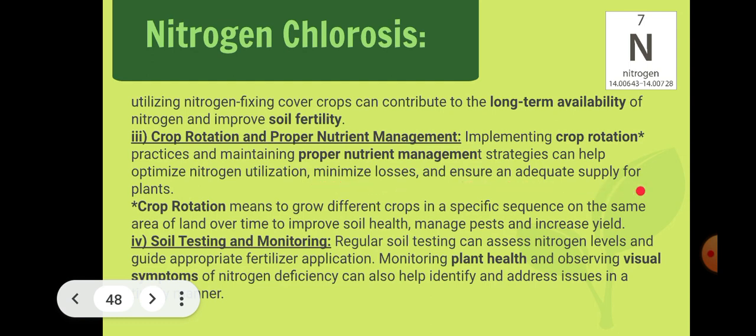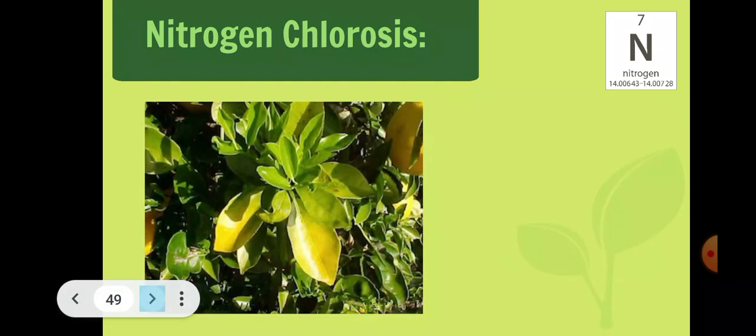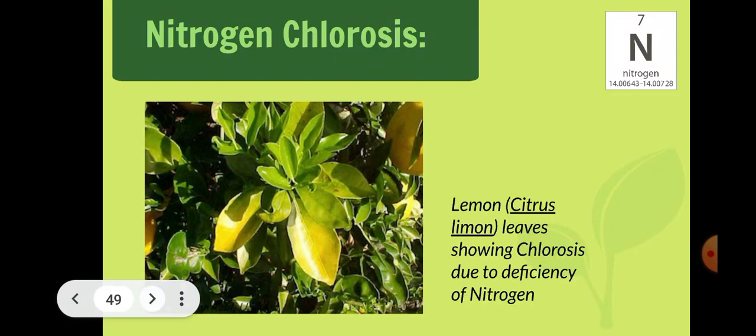The fourth one is soil testing and monitoring. Regular soil testing can assess nitrogen levels and guide appropriate fertilizer application. Monitoring the plant health and observing the visual symptoms of nitrogen deficiency can also help identify and address issues in a timely manner. Here is a picture of lemon leaves which are showing chlorosis due to the deficiency of nitrogen.